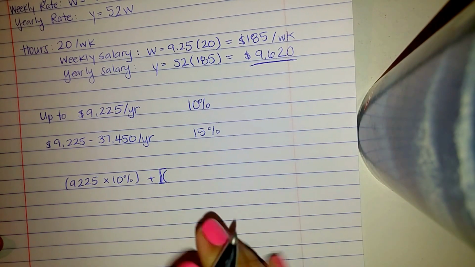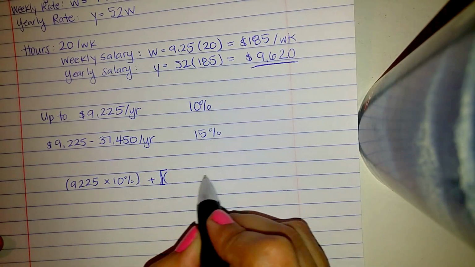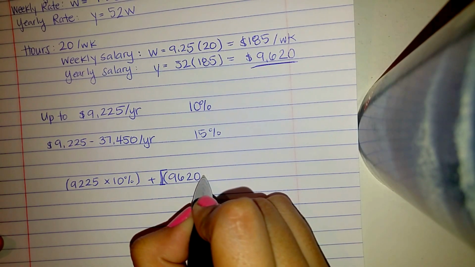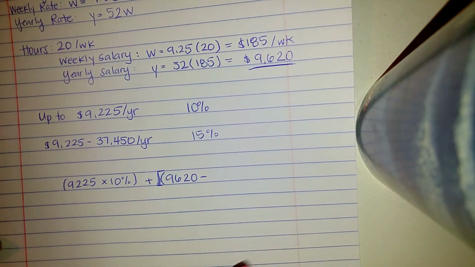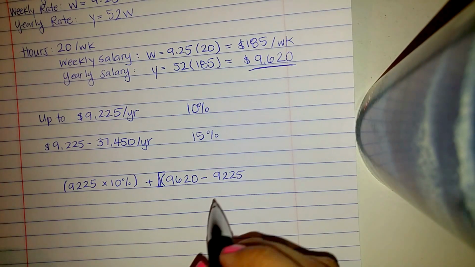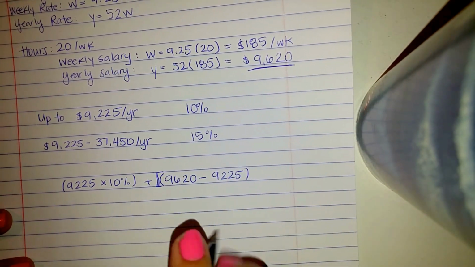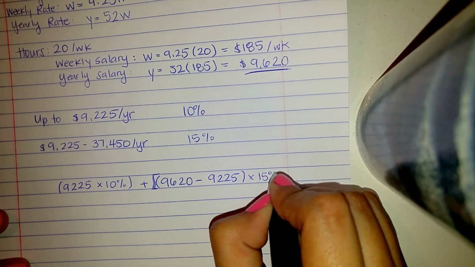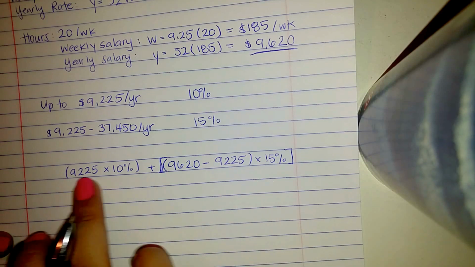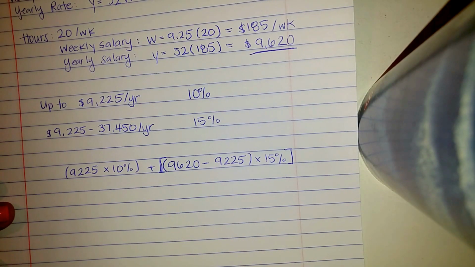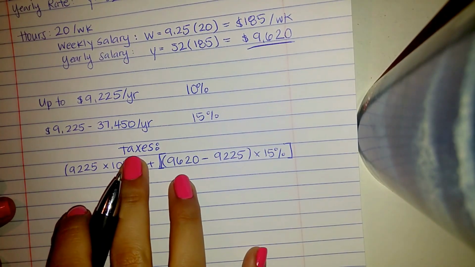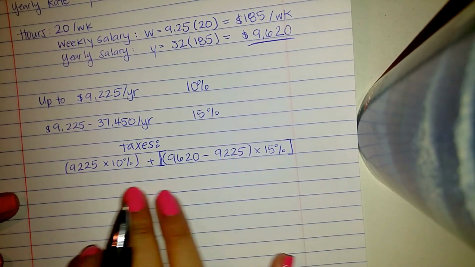Now here I'm going to find out what my remainder is. So I have my original amount minus the limit here, $9,225. And that remainder is what I'm going to be taxing by 15%. So this would be the equation for taxes. This is to find out how much money in taxes I will be paying.